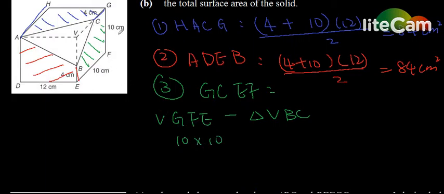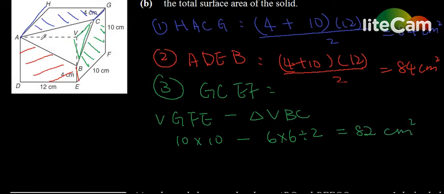It means that for our whole area of this part, it is 10 times 10. It is the square. Yes, the square, not the rectangle. And we minus this part. This part is 6 cm times 6 cm over 2 because it is a triangle. And we have the answer, it is 82 cm squared.